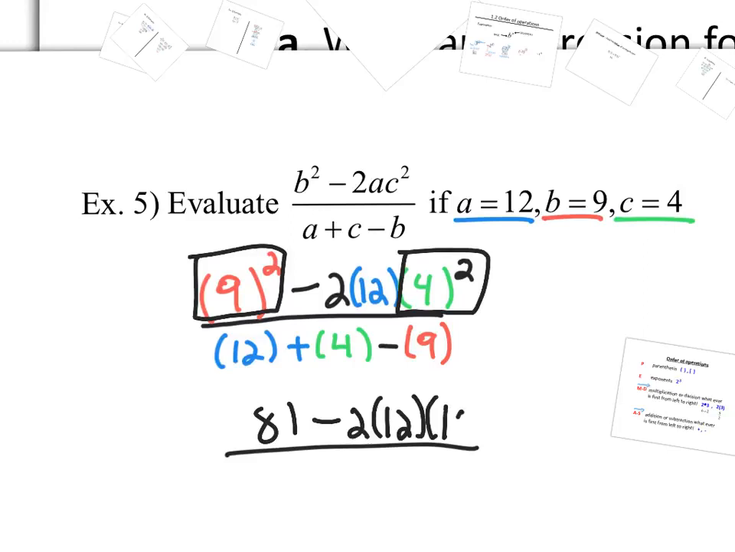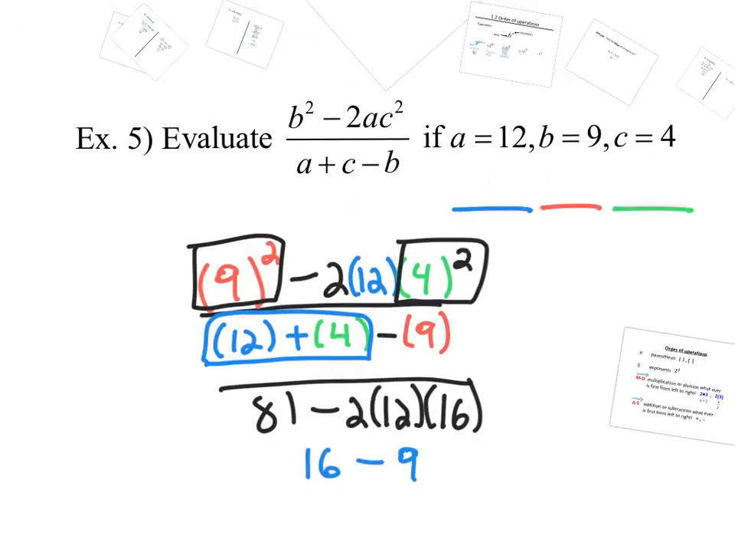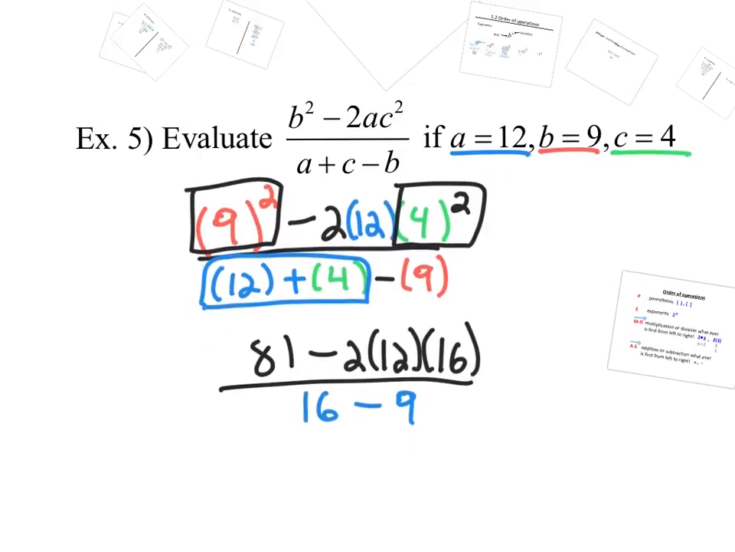So that's a 16. On the bottom, notice I don't have anything outside of the parentheses, but I am adding and I am subtracting. So I'm going to add, because that's the first from left to right. 12 plus 4 is 16. Minus, I don't need that parentheses around the 9 because I don't have anything outside. So I just put a 9 right there.